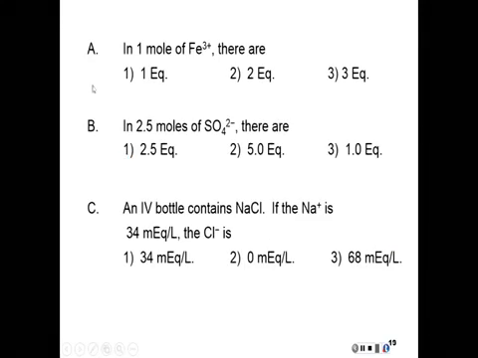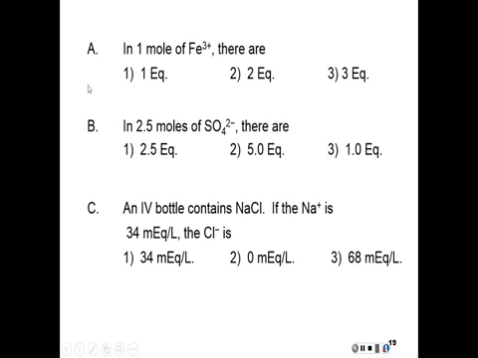So let's see how well you can do on this now. Here's a little quiz. You have 3 questions about equivalents and milliequivalents and ions. So pause the video and answer these questions, and then come back and see the answers.